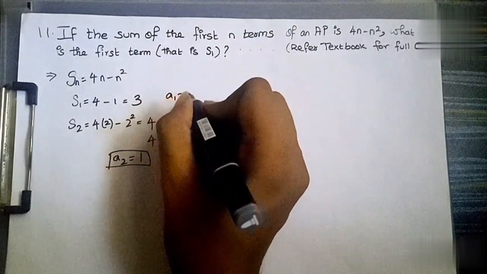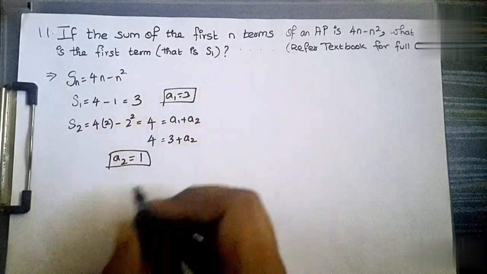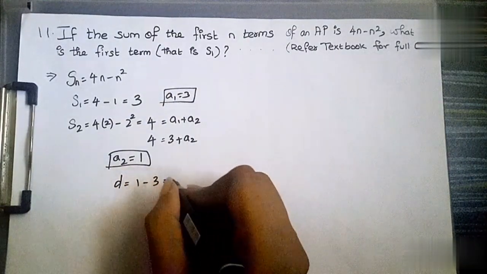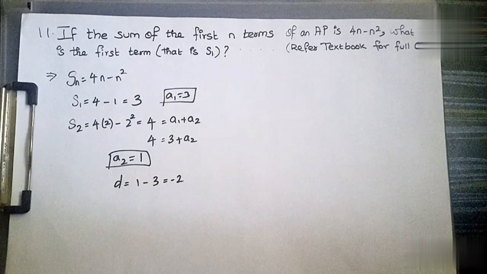A1 is 3. Right? With this we can find the common difference, that is nothing but 1 minus 3, that is minus 2. Now, if the sum of first n terms of an AP is 4n minus n square, so Sn is equal to 4n minus n square.